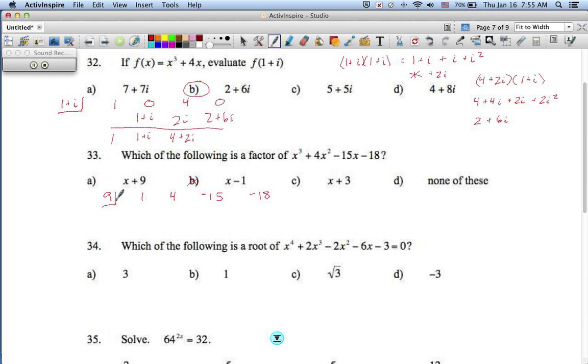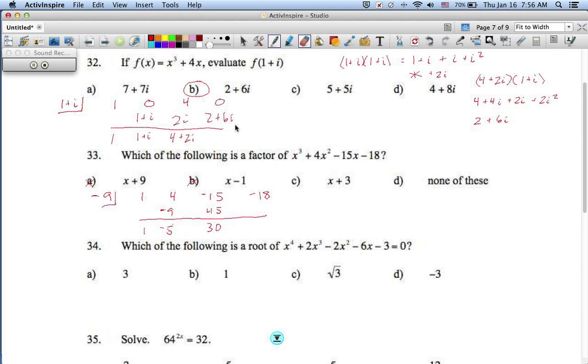So 9 will be my first one with synthetic. 1, 9, 13. Oh, that's getting large. That's 90, and 27 is 117. No go. However, I should have done negative 9, right? X plus 9 tells us negative 9. So that looks a little better now. Multiply, add, get negative 5, and now we get a positive 45, 30. Still too big, so that one's out.